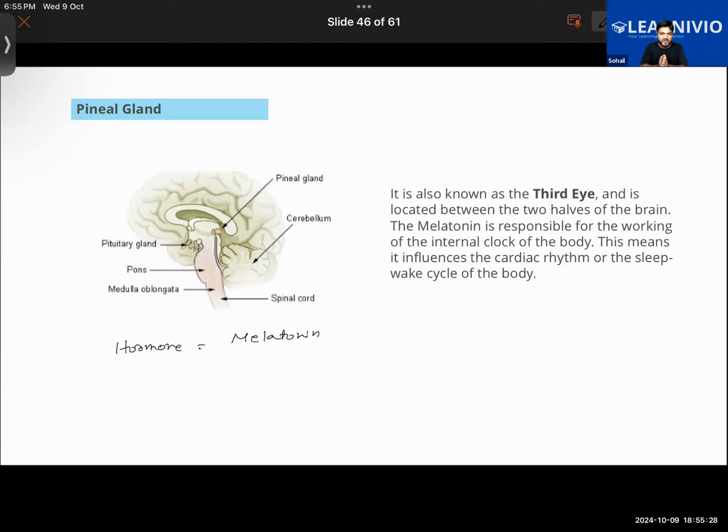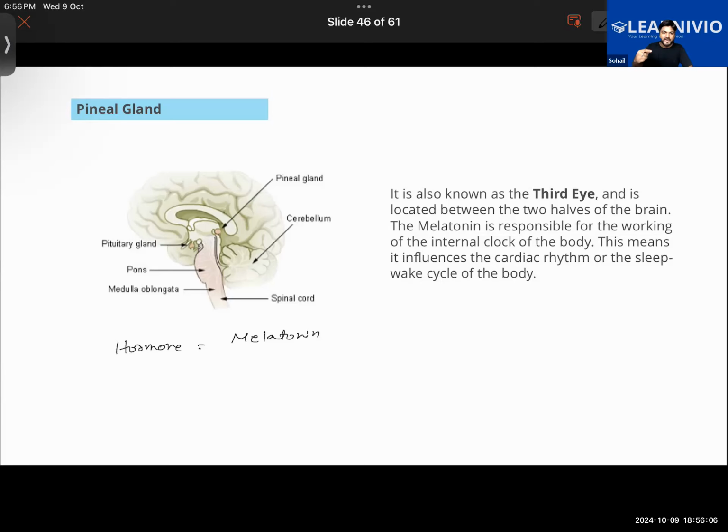It is responsible for the working of the internal clock of the body. This means that it is going to influence the cardiac rhythm or the sleep-wake cycle of the body. When the body will go to sleep, when the body is going to wake up, all this sleep cycle is being controlled by this melatonin hormone. Further, our heart is beating in a rhythmic fashion. Our heart takes a specific amount of time to complete one heartbeat, isn't it? Yes, sir.